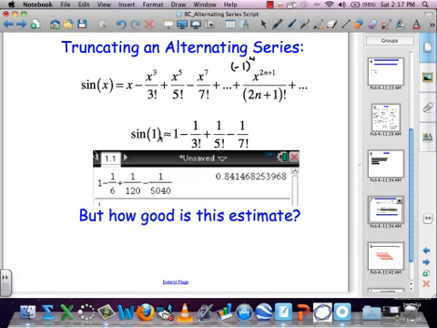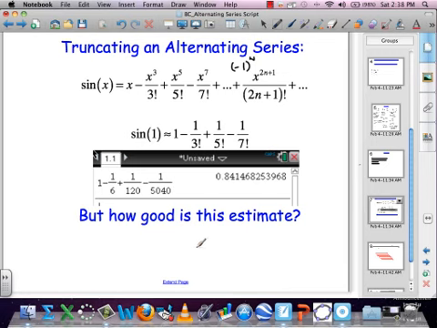Now, we know that if I plug in 1, that will give me the value of sine of 1, but if I cut off the series at some point, it's just an approximation. So the sine of 1 is approximately 1 minus 1 over 3 factorial plus 1 over 5 factorial minus 1 over 7 factorial, which I've thrown into the calculator and gotten 0.8414, etc. The question that would be nice to have answered is, how good is that estimate?